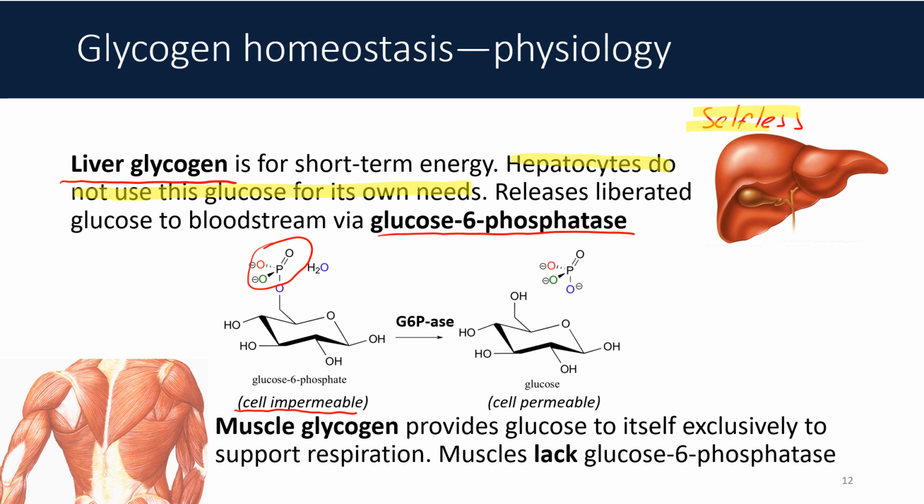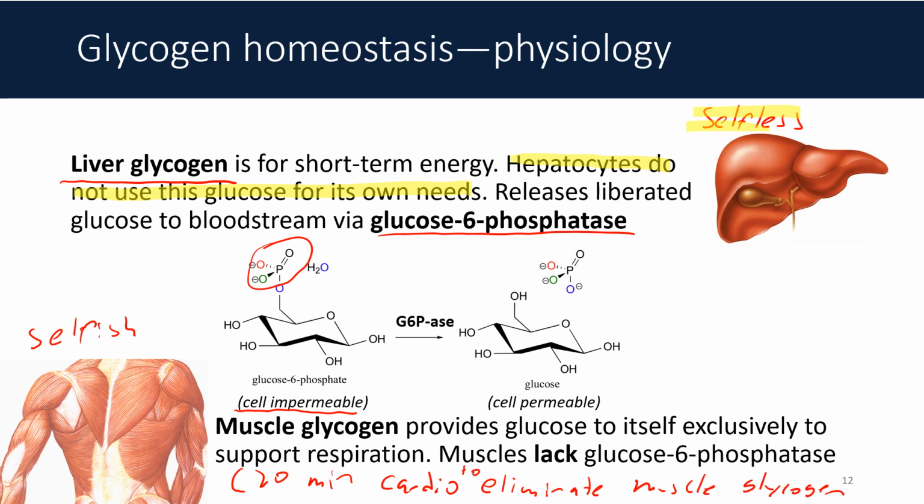Now, on the flip side, let's talk about muscle cells. These, in comparison to the liver, are a bit more selfish. Glucose tends to go in and not go out, at least not as glucose. And that's because, in part, muscle tissue doesn't hold on to glucose for very long. Here's a fun fact if you're into exercise science. It takes about 20 minutes of cardio to blow through your muscle glycogen.